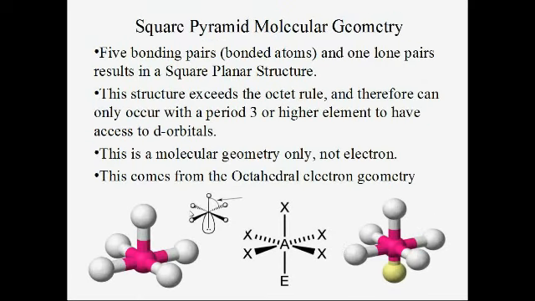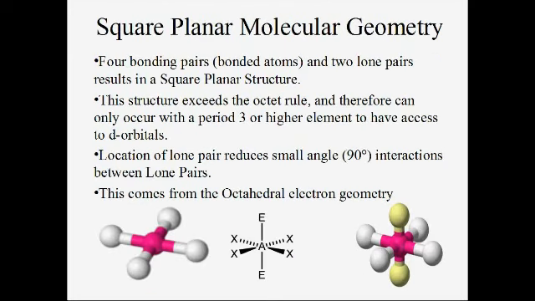If we have these 6 areas of electron density, one of them being a lone pair, all positions are identical, so it doesn't matter which one we replace with the lone pair. We just orient it so that the lone pair is on the bottom, and what we're left with is a square base with a peak in the center, so it becomes a square pyramid. So that is our square pyramid molecular geometry.